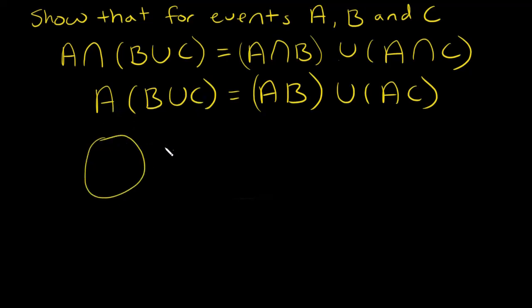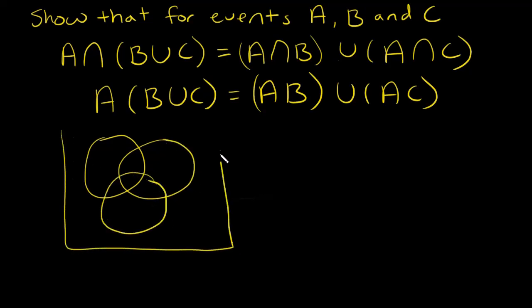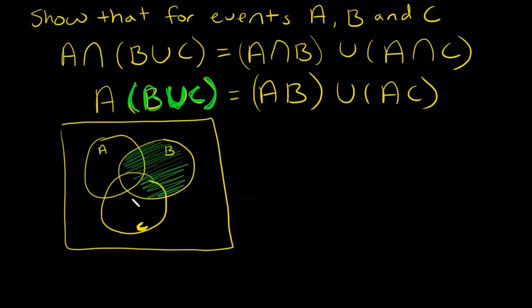So I'm going to draw my Venn diagram. All right, so I have A, B, and C inside of a sample space. You always want to start with inside of the parentheses. So where is B union C? What does union mean? Union is either or, right? That means an element must belong to either B, or the element can belong to C.